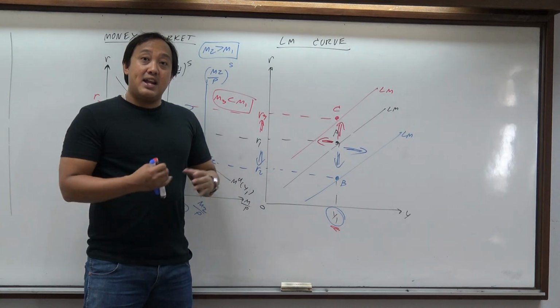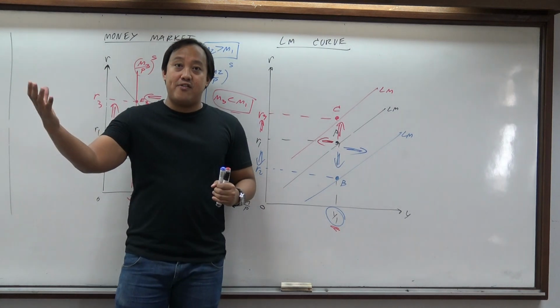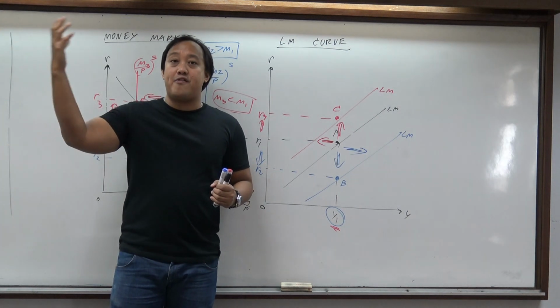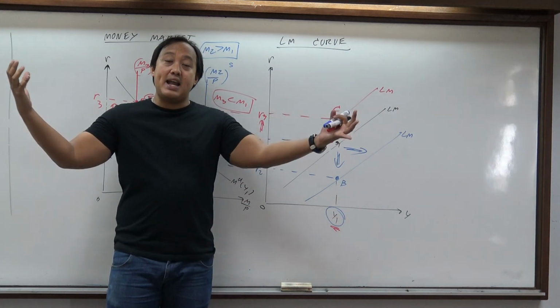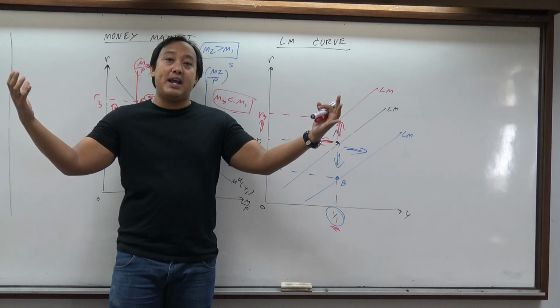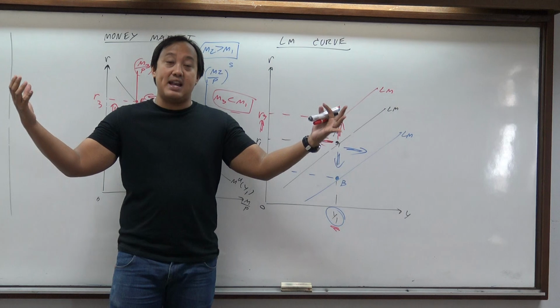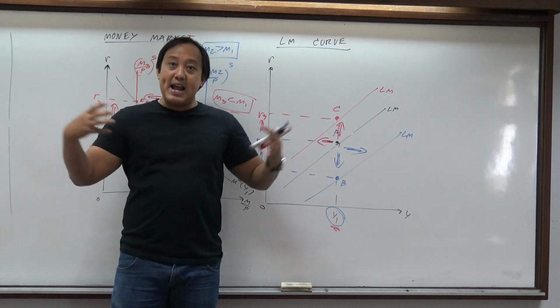Then you can see that the IS curve represents equilibrium in the output market and the role of the government. On the other hand, the LM curve represents equilibrium in the money market and the role of the central bank. Okay, and then we're going to put them together, IS and LM.